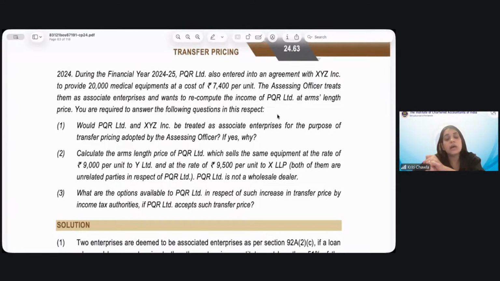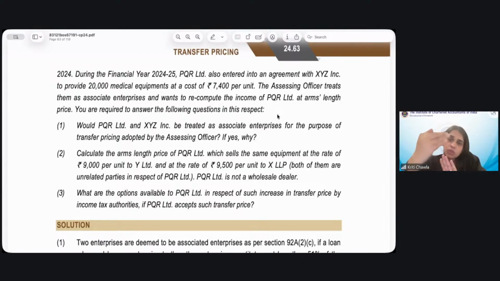Second, compute the arm's length price of PQR Limited, which sells the equipment at the rate of 9,000 per unit to Y Limited and 9,500 per unit to X LLP. Both of them are unrelated parties, and PQR is not a wholesale dealer. Third, what are the options available to PQR Limited in respect of such increase in transfer price by income tax authorities if PQR Limited accepts such transfer price?